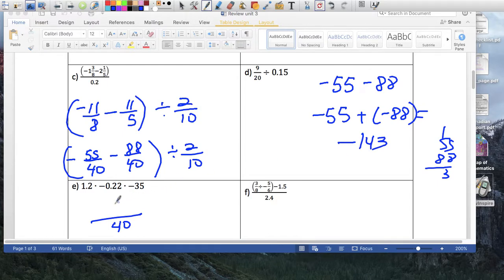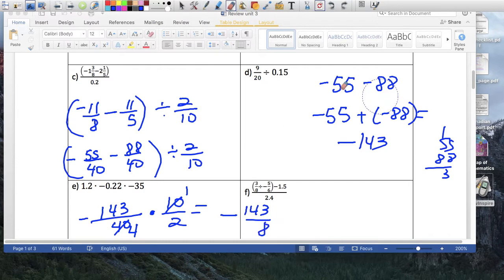So I'm going to get 143 divided by 2 tenths, which I'm going to change to multiplication, and I'm going to get 10 over 2. I can simplify for sure. 10 goes into 10 once, 10 goes into 44 times. Is there anything else I can simplify? No. Negative times a positive is going to be a negative. 143 times 1 is 143. And 4 times 2 is 8.